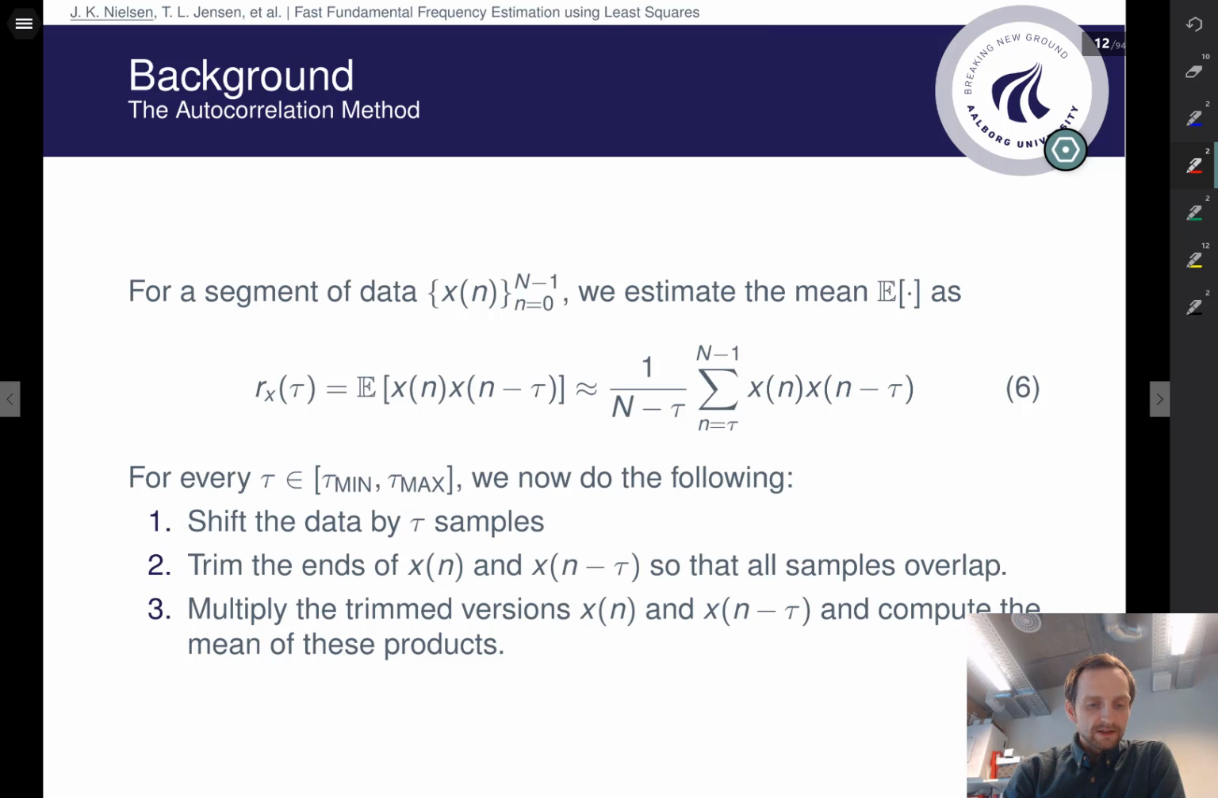Okay, so the bottom 3 points on the slide list how you would implement this autocorrelation method. First, you shift the data by tau samples, where tau is a candidate period that you take from your range. Then you trim the ends of x[n minus tau], so that all the samples overlap, and finally compute the average. So let's look at this graphically.